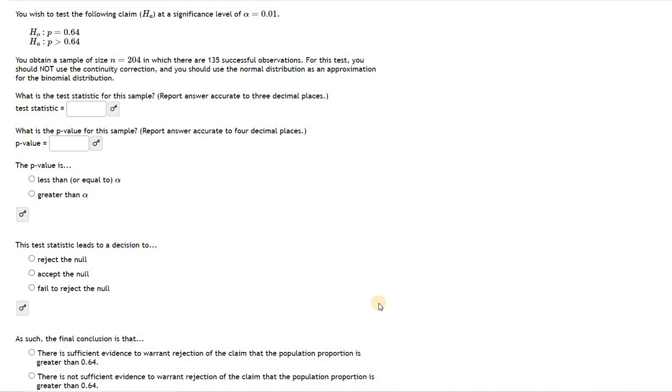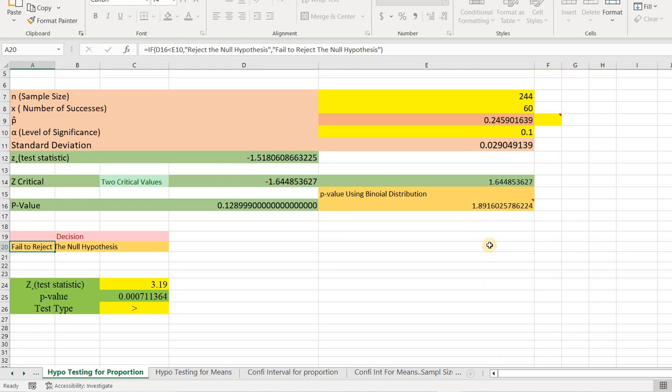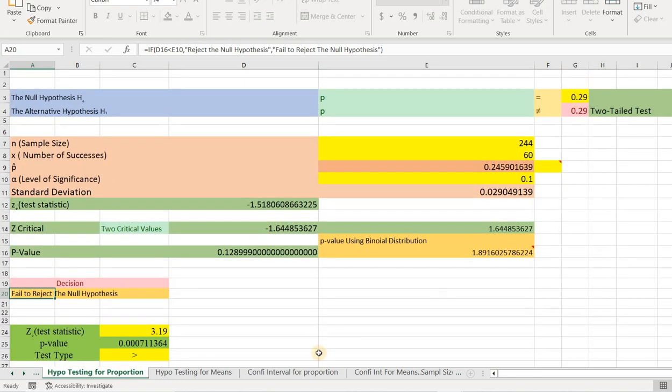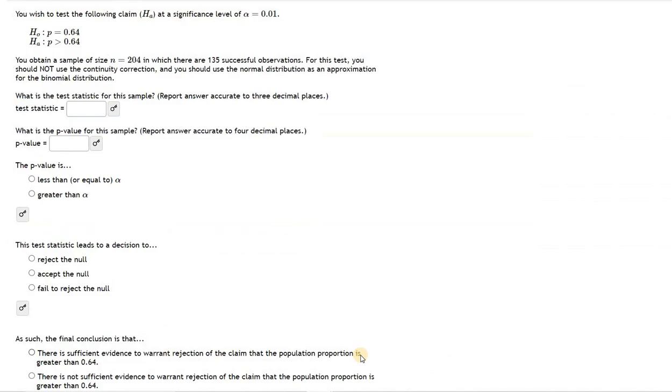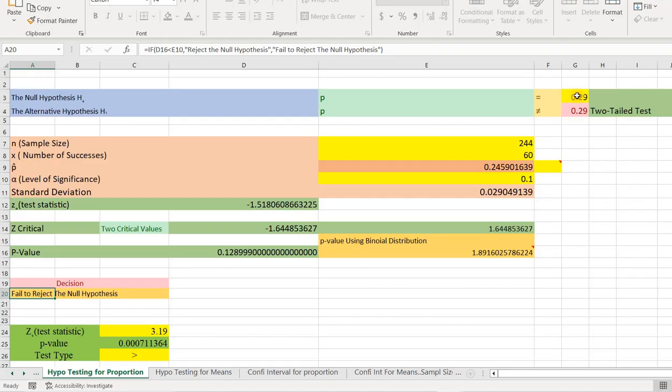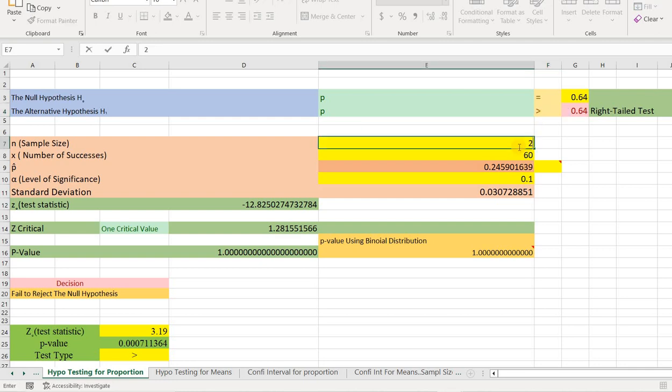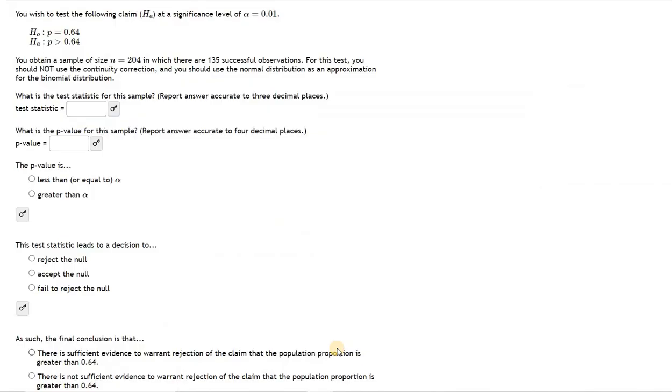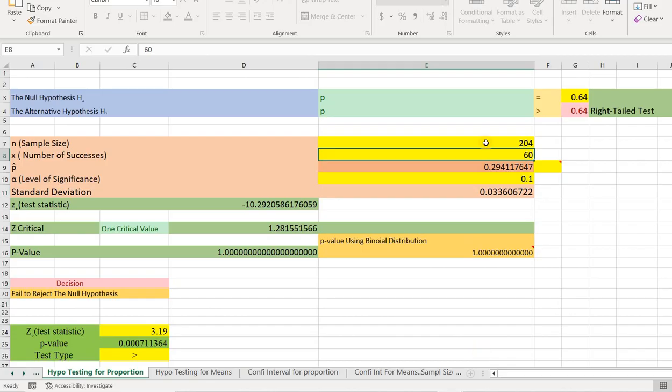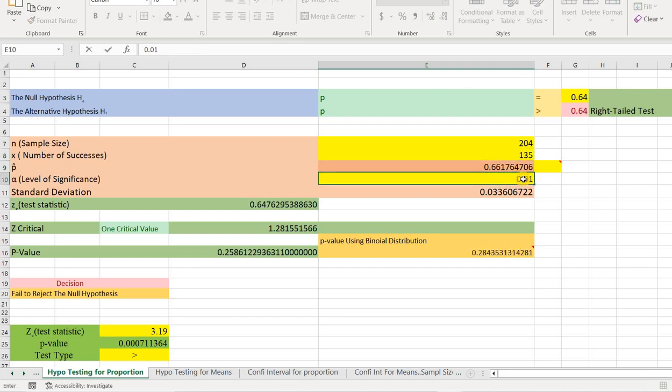What is the test statistic, the p-value, and then we need to answer the rest of the question. So I'm going to pull the testing hypothesis for proportions, which is this sheet right here. I know that the null hypothesis states that the proportion is 0.64, and it is a right tail test, so greater than, and then the sample size is 204, and the number of successes, which is x, is equal to 135. So 135, and the significance level is 0.01.